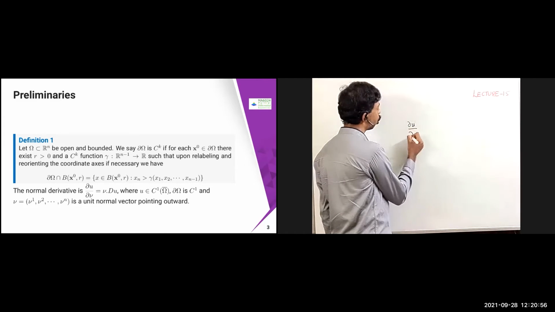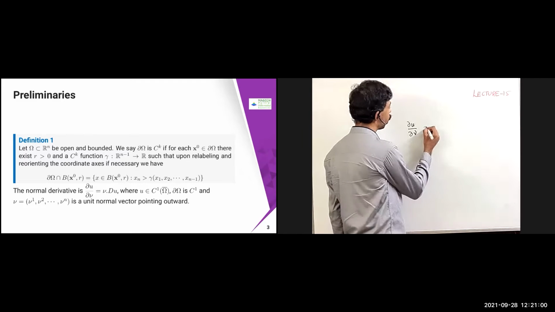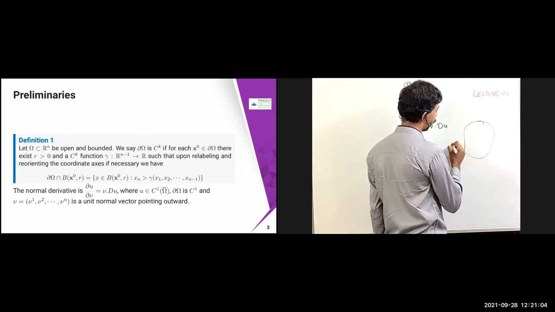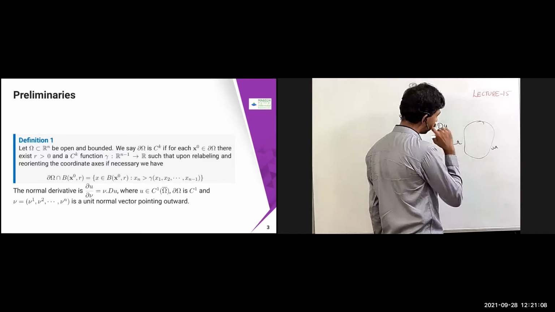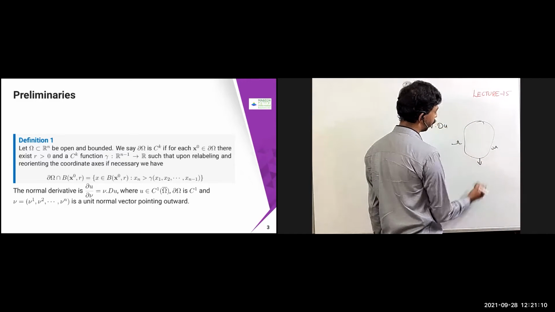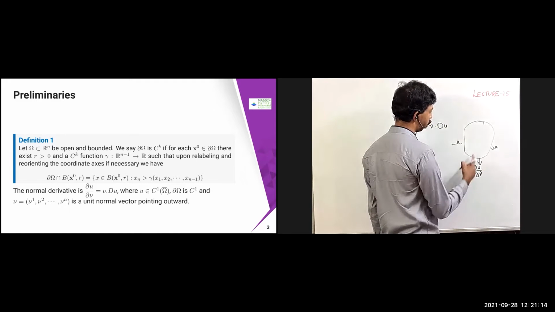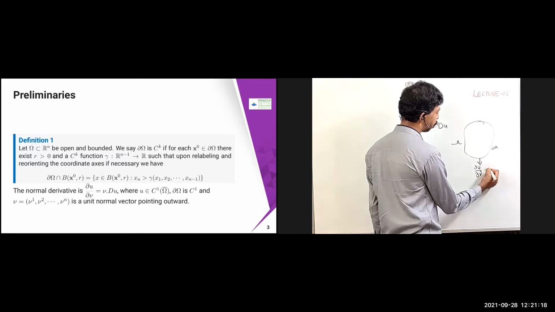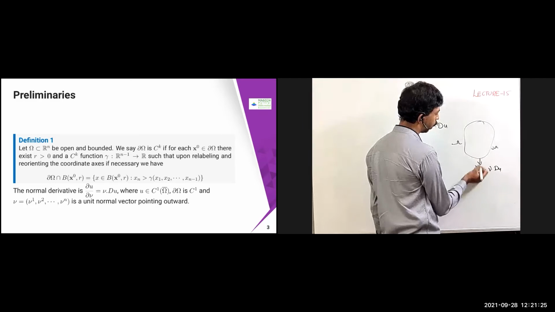∂u/∂ν is nothing but ν · Du, which is the normal derivative. Suppose I have a domain Ω, and this is my ∂Ω, the boundary. I'm going to take the normal derivative, ∂u/∂ν, where u is the function. That means you take ν · Du. That ν is nothing but the unit normal pointing outward.